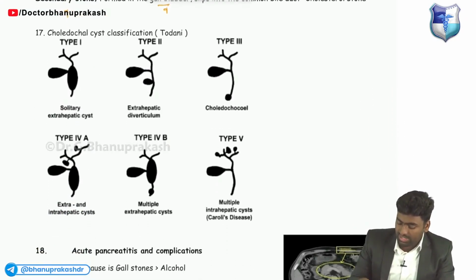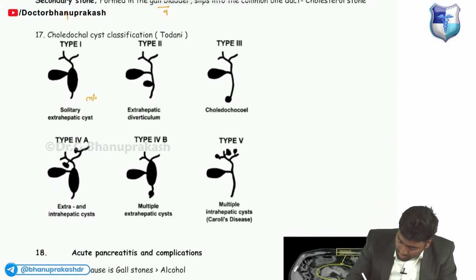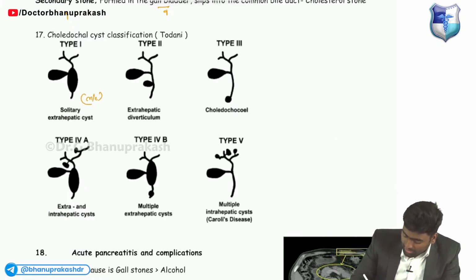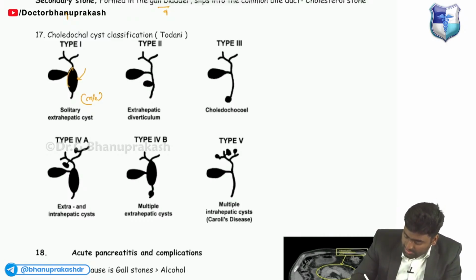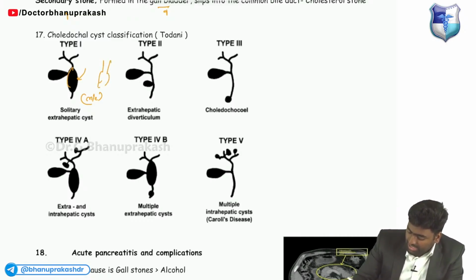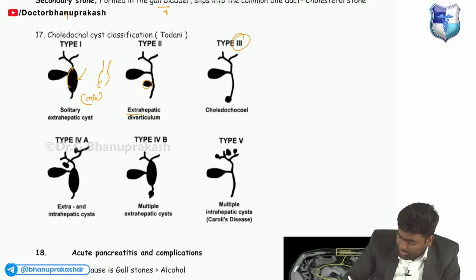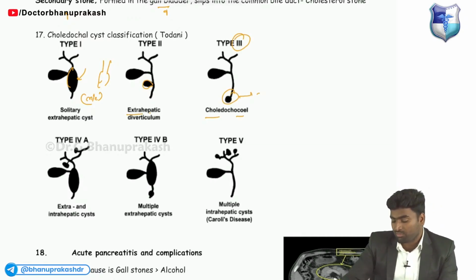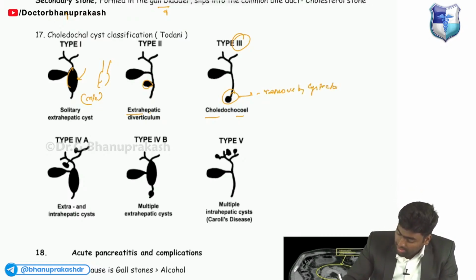Then about the classification of choledochal cyst, which is known as the Todani classification. The most common one is type 1. Here you will see only one solitary extrahepatic cyst, meaning a dilatation. Whereas instead of dilatation, if you see an outpouching, it is extrahepatic. And next, type 3 is a choledochocele, which is one of the simple cysts. And for this choledochal cyst, the management is that we just remove it by cystectomy.